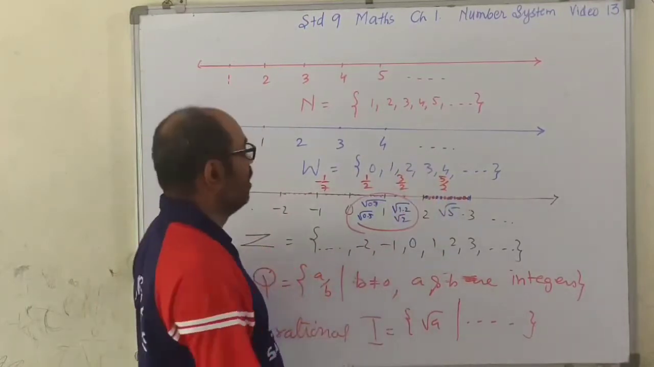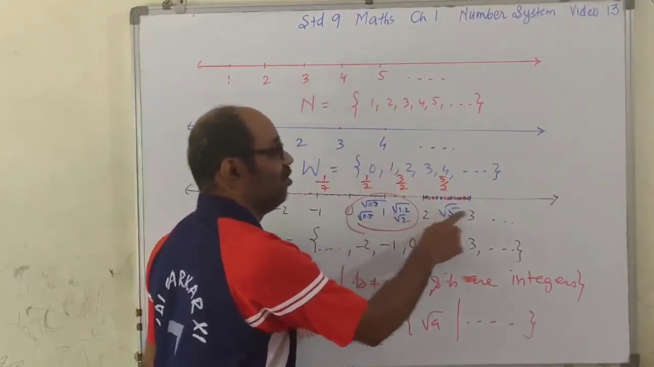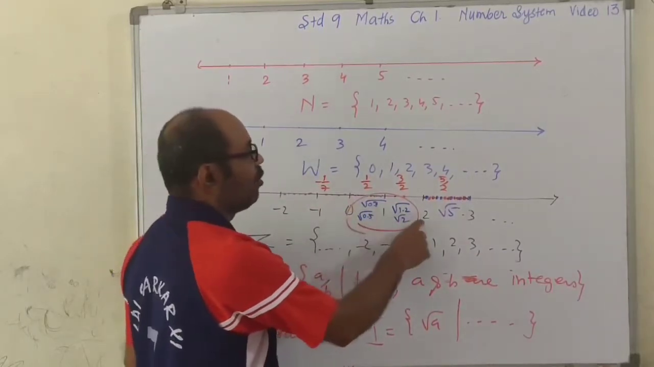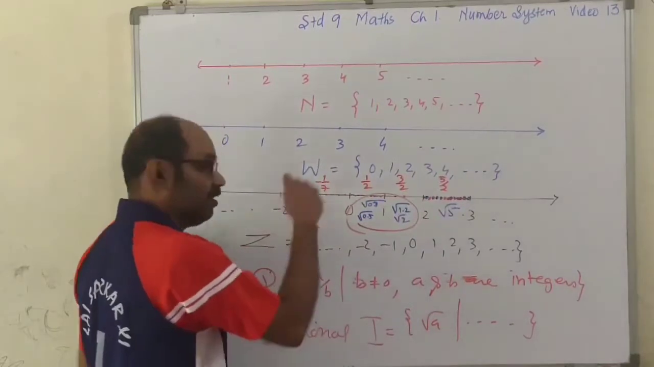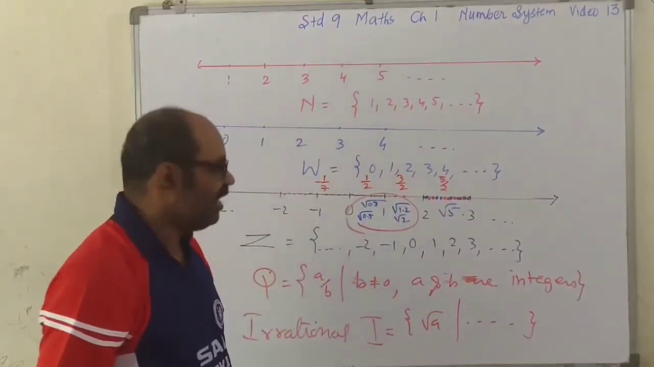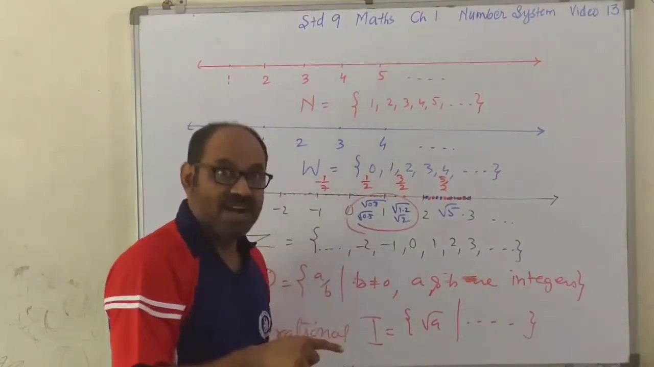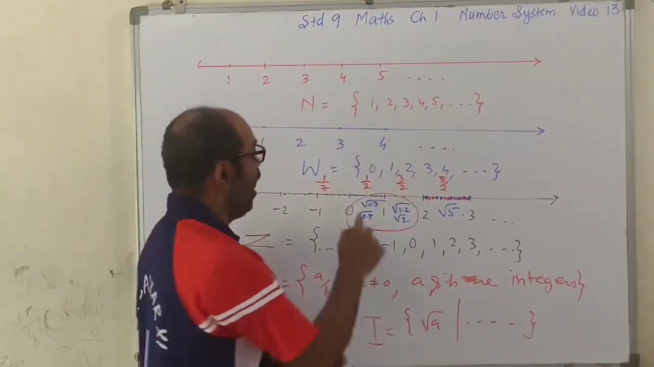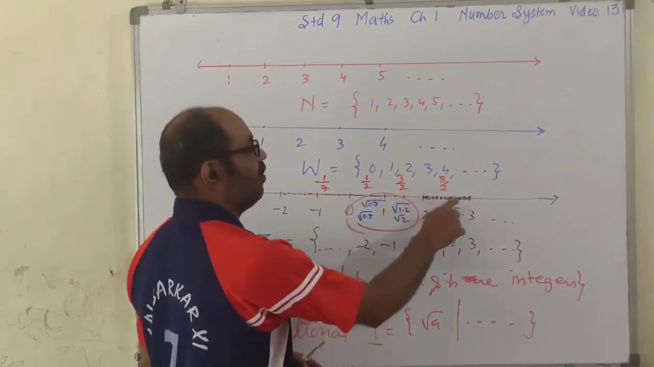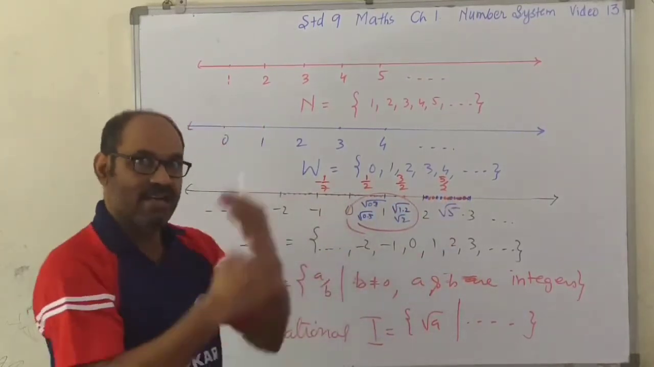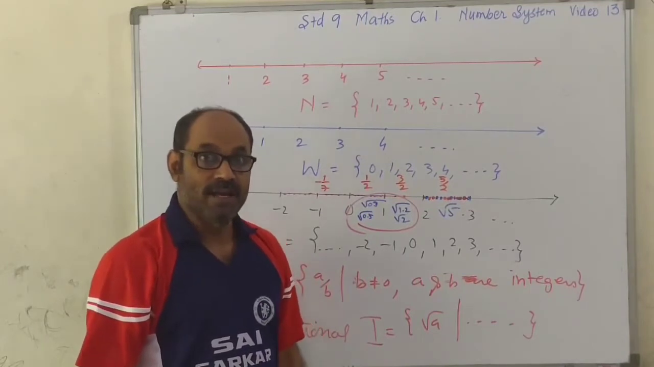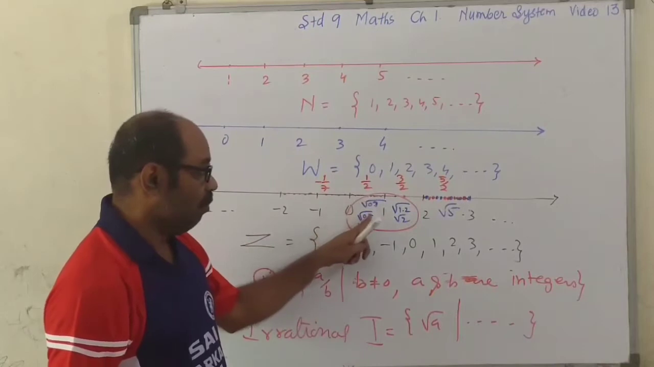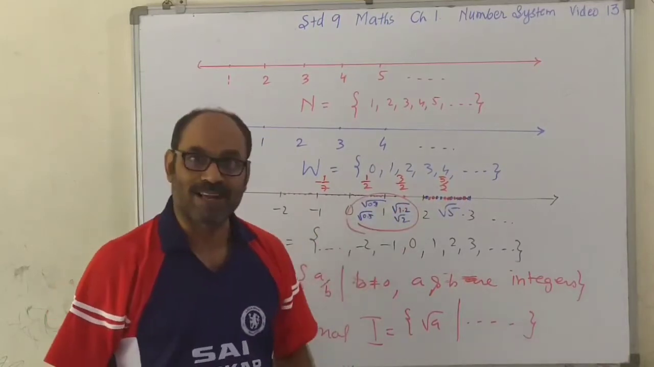Whole numbers are 0, 1, 2, 3. Integers are 0, 1, 2, 3 positive integers, -1, -2 negative integers. Rational numbers are 1 upon 2, 3 upon 2, any number of form A upon B. The red dots, they are A upon B form. And irrational numbers are non-terminating non-recurring, those blue ones, these square root ones.